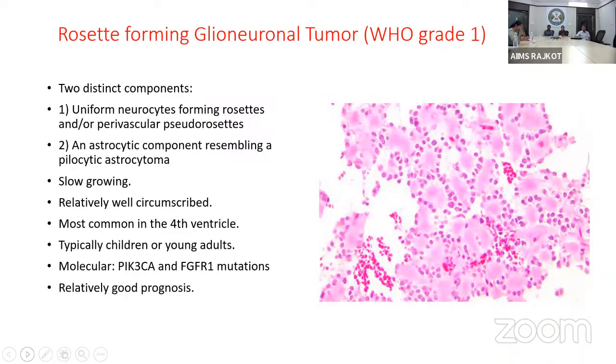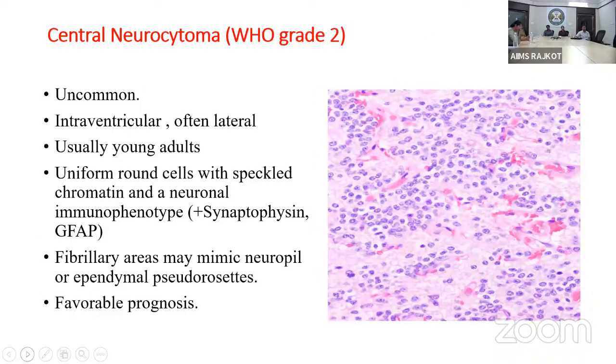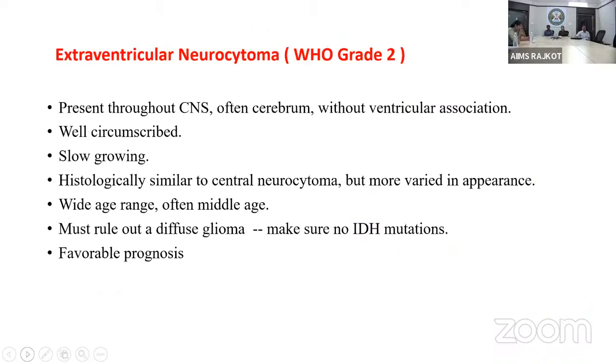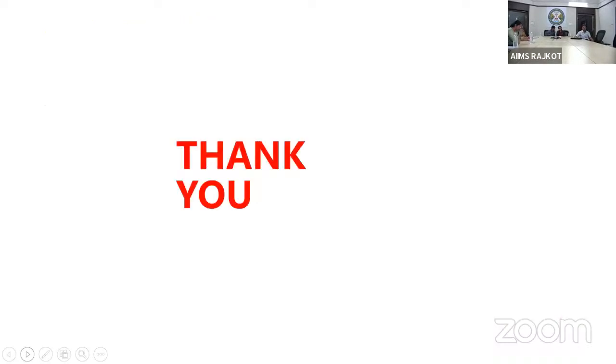Rosette-forming glioneuronal tumor is also considered WHO grade 1. Diffuse leptomeningeal glioneuronal tumor is also rare, usually occurs in young children, and has a predominantly spinal, widespread leptomeningeal growth pattern. This is not currently graded, as it is too rare. Central neurocytoma, also categorized in the 2016 classification, and extraventricular neurocytoma, cerebellar liponeurocytoma, are considered WHO grade 2 tumors.